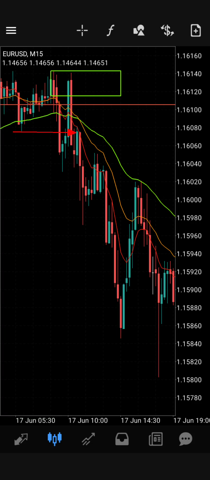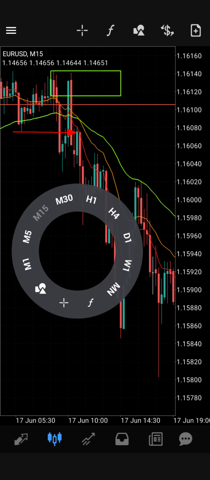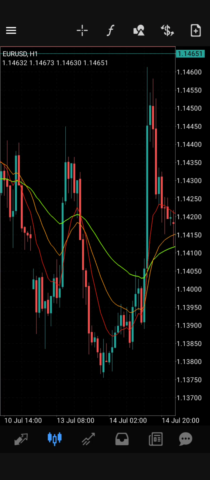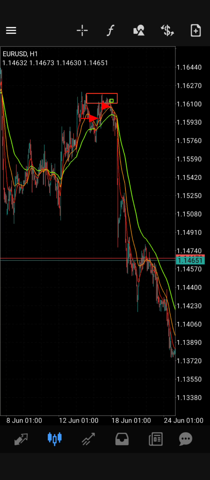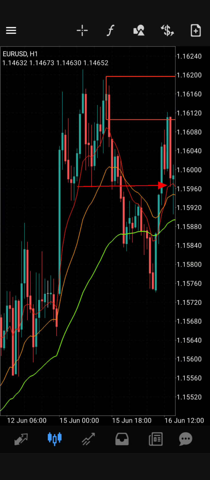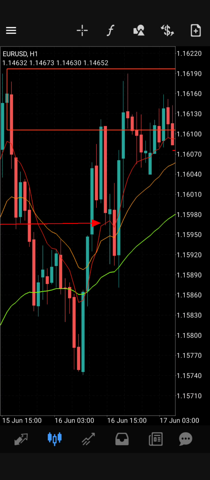That is the 15 minute zone within the 1 hour zone. That is within the daily zone. Same rules apply. You're just refining the entire time. Now let's look at how tight the stop has become. Look, the stop is even tighter.